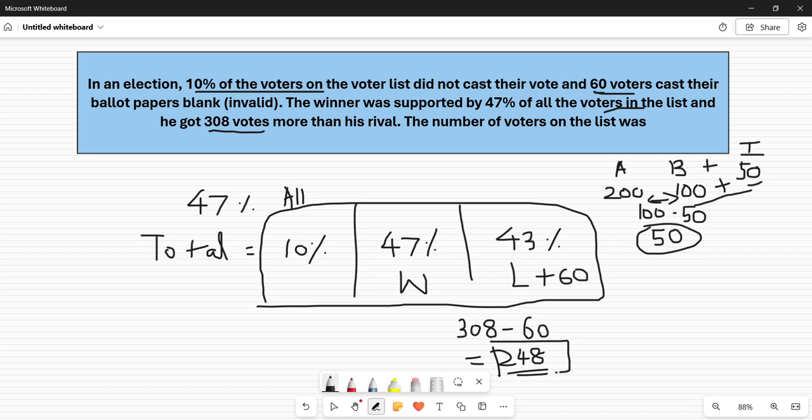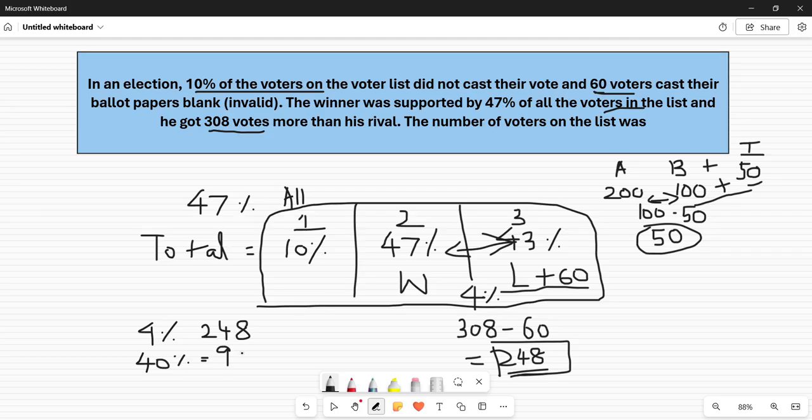Why this number is important is because this is one segment, 10%. This is one whole segment, 47%. This is another whole segment, L plus 60. So the gap between these two segments is 4%. So 4% is 248. So what happens to 40%? It's 992.